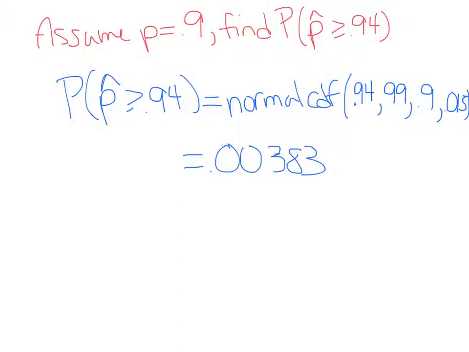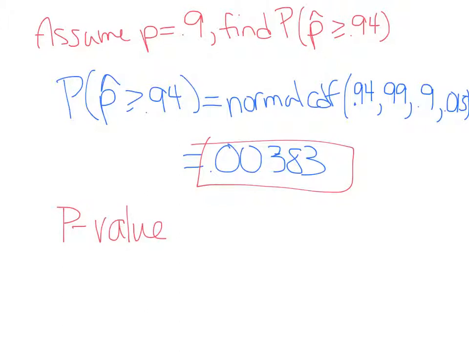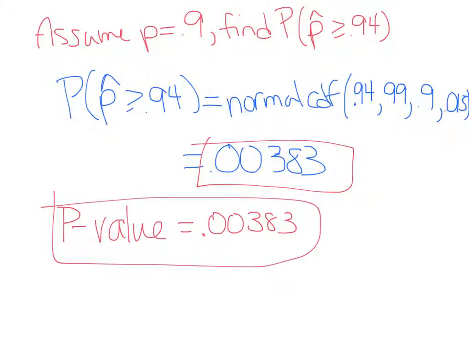So this value that we have right here is extremely important. You will see it mentioned all the time. This is called our p-value. And yes, you might notice that the letter P is used a lot in this chapter. It happens all the time, unfortunately. So you're just going to have to get all the P's straight. So our p-value is super duper low. You can probably see that.